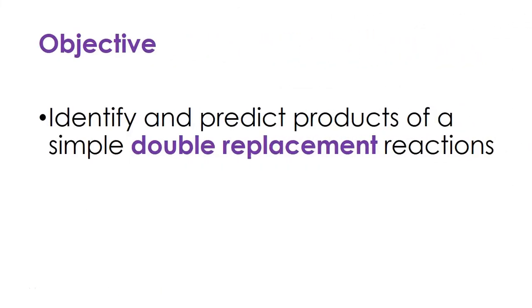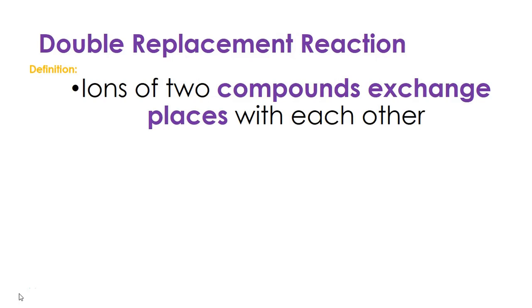In this video, you'll learn how to identify and predict products of a simple double replacement reaction. Let's first talk about a double replacement reaction and its definition. So in a double replacement reaction, you have ions of two compounds that are going to exchange places with each other in order to form new products.